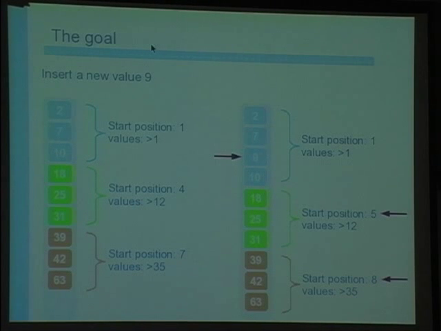Now, this shows you what the goal is. In the left part, you can see a typical example of how a cracker column could look. And assume you want to insert a new tuple with a value 9, and you can see that in the right part we plugged value 9 into the first partition, which meant that we also had to shift down the other two partitions. So how can we do that efficiently?